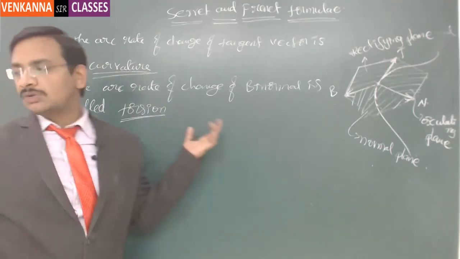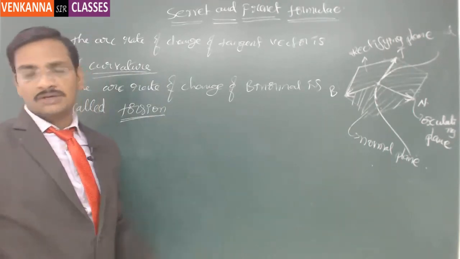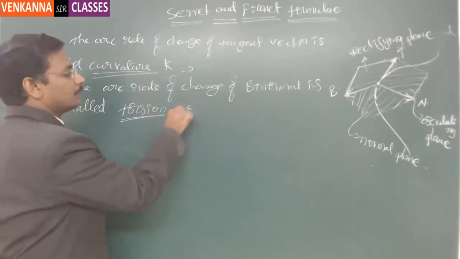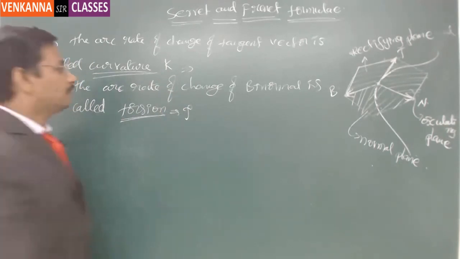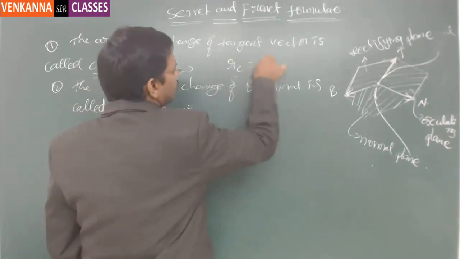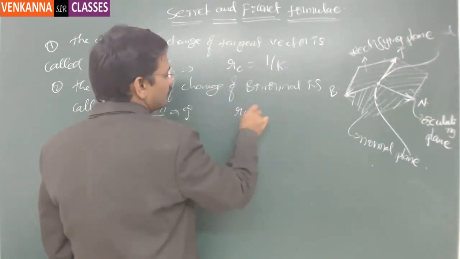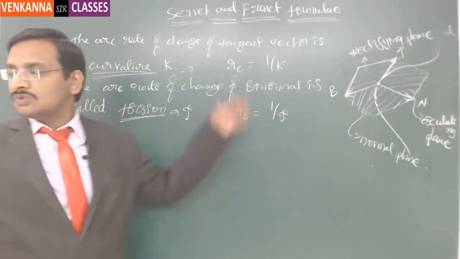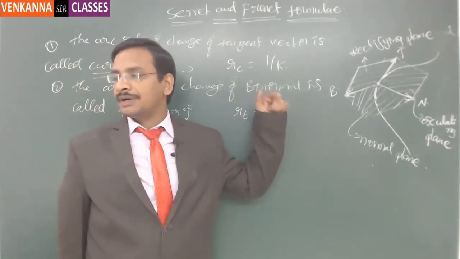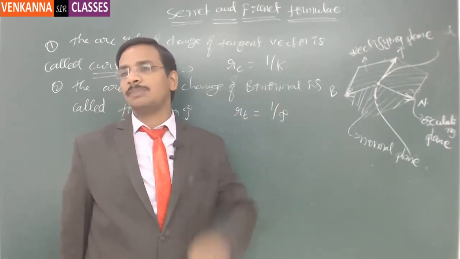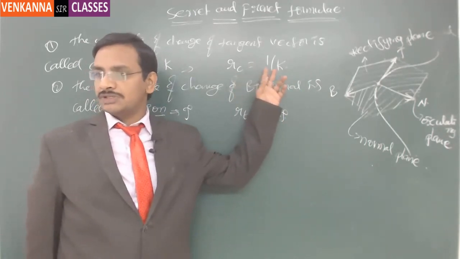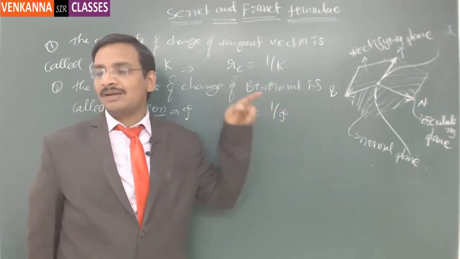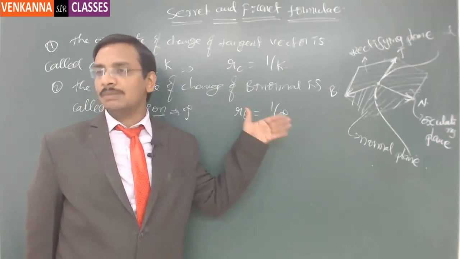The way it is related to the radius of curvature and the radius of torsion is this: curvature is usually represented with K, and torsion with the letter tau. The radius of curvature is given as 1 by K, and the radius of torsion is given as 1 by tau. The radius of curvature is what we use in tracing a planar curve. Suppose you want to trace a parabola, the radius of curvature is sufficient to trace the entire parabola, right? And the radius of torsion for a planar curve is always infinite because it is a plane.